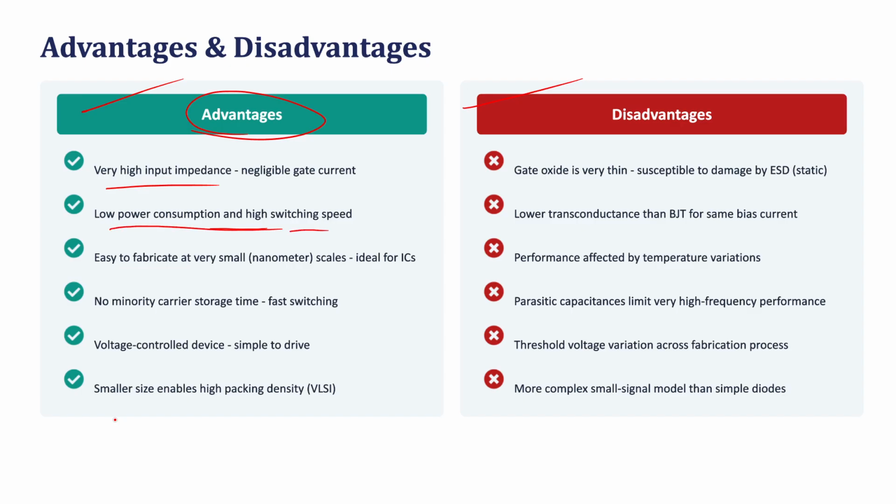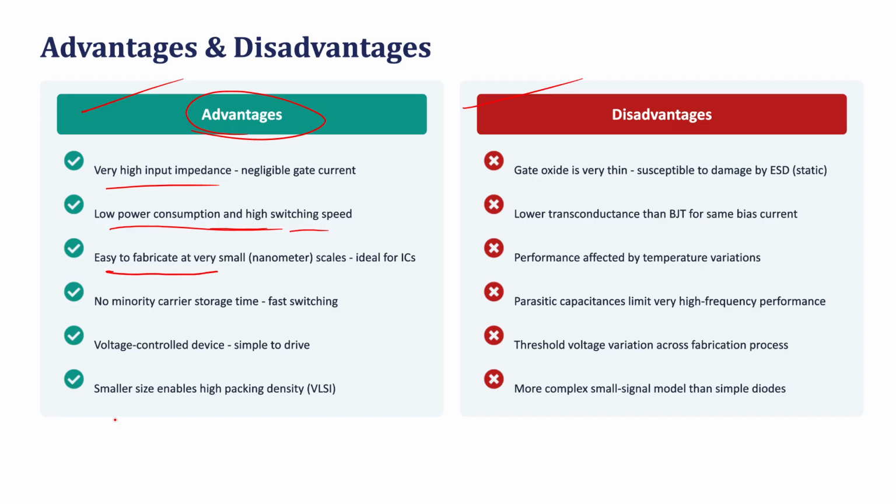So low power consumption and high switching speed. So the power consumption is going to be low. The voltage which we are going to apply is little only. So there is a high switching speed. So it can be easily switched on and switched off. The speed will be more in the MOSFET compared to the BJT.